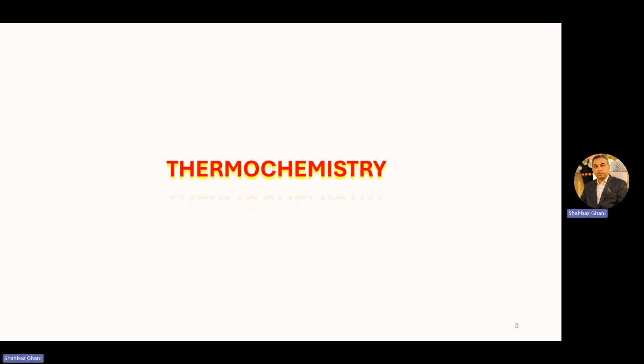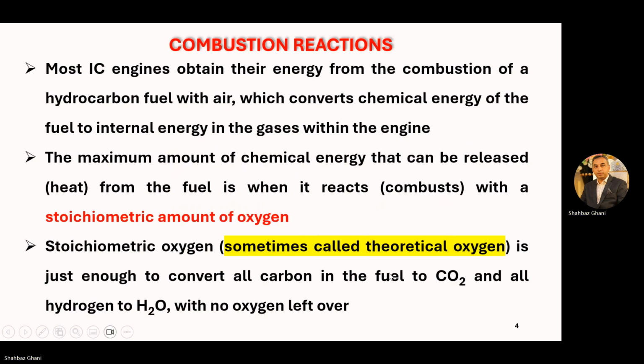Basically, in this chapter 4, there are 2 lectures. In the first lecture, we will deal mostly with the chemistry and the organic chemistry regarding the fuels. Now, combustion reactions. Most IC engines obtain their energy from the combustion of hydrocarbon fuel with air. As we already know, combustion of hydrocarbon fuels with air gives us heat energy, which converts the chemical energy of the fuel into internal energy in the gases within the engine.